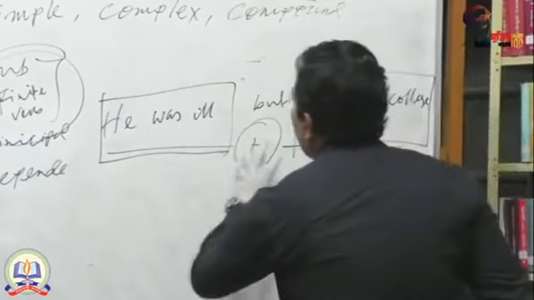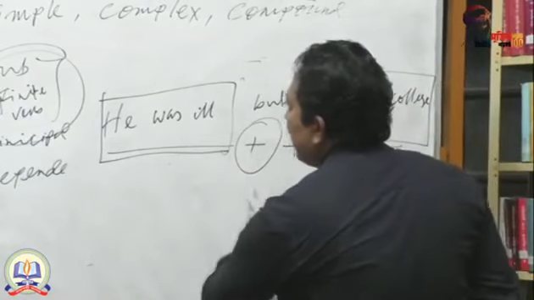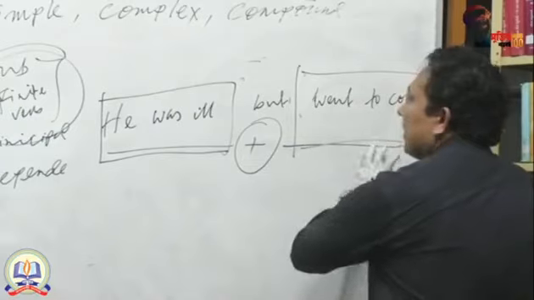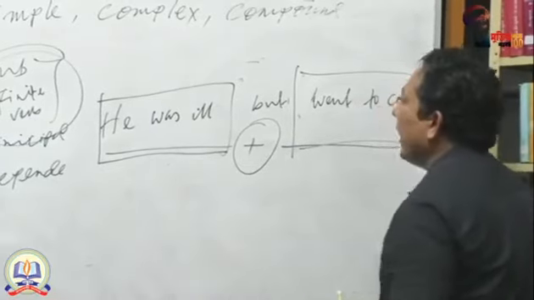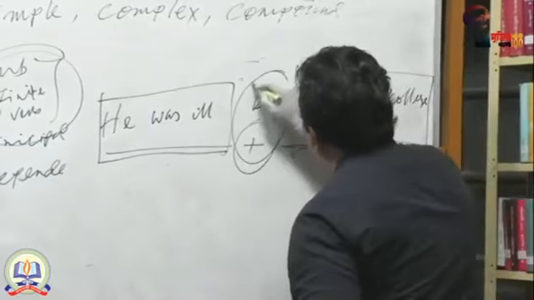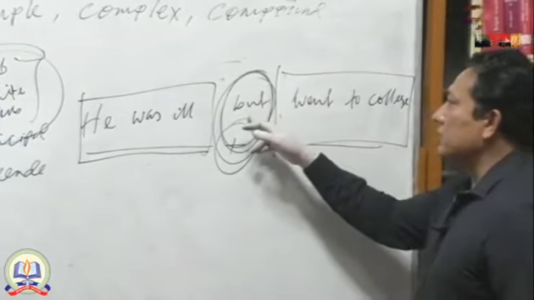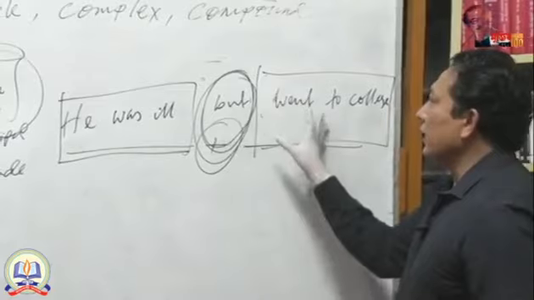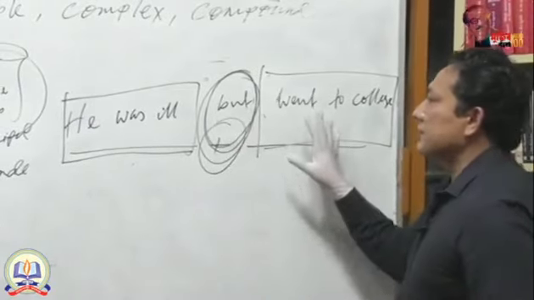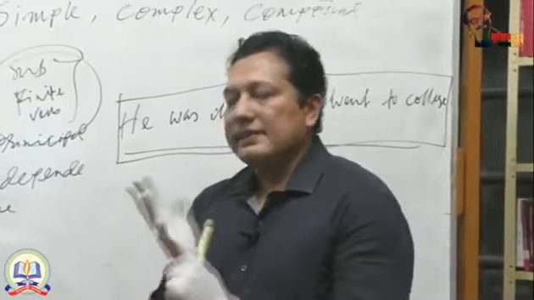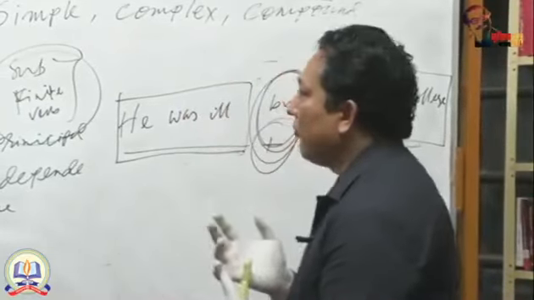Actually, no part is dependent on any part. That means this is an independent part, and this is an independent part. You are adding them with a conjunction, and this is a coordinating conjunction. In this way, you can make a compound sentence. That means in a simple sentence, you have to write down a single subject and a single final verb.